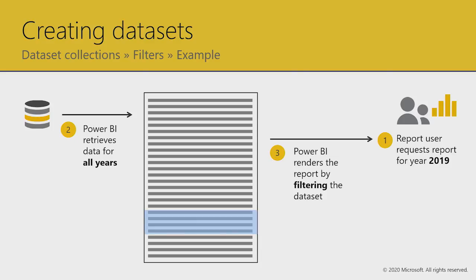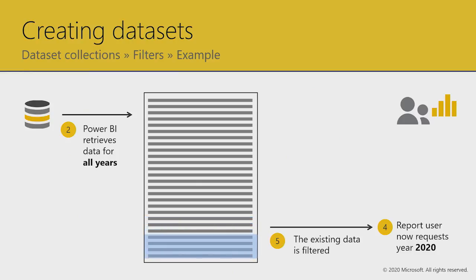And when the report user decides that, yes, they now want to see a different year, say 2020, that filtered data set remains, and just a different filter is applied. And this is a very similar concept to what you do with the Power BI report today. When you're clicking on your filters and slicers, it's already pulled all that data back, and you're just moving through the data that it's already pulled to show different views of it.